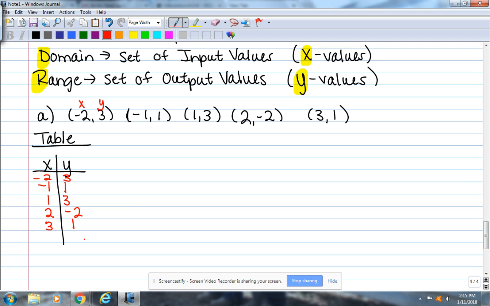So sometimes we see tables written vertically like this. This is the way I prefer them. Or sometimes the book likes to do them horizontally. I really don't like them that way. Sometimes if I see them that way, I turn around and make them vertical. But whatever makes sense to you.